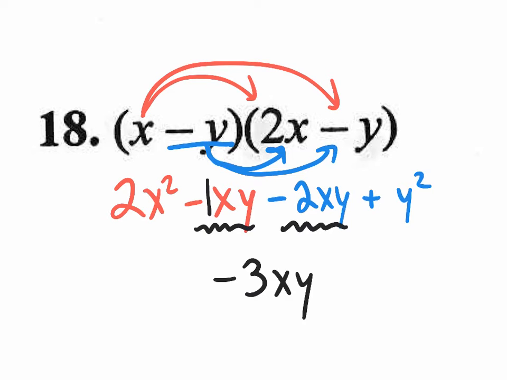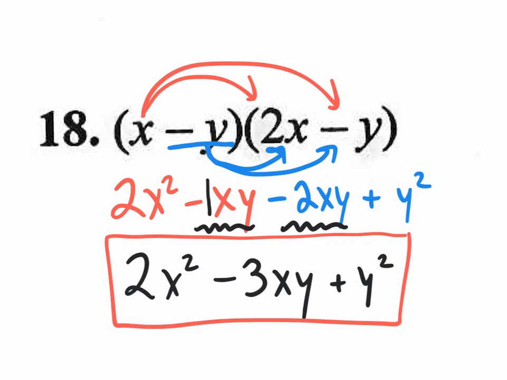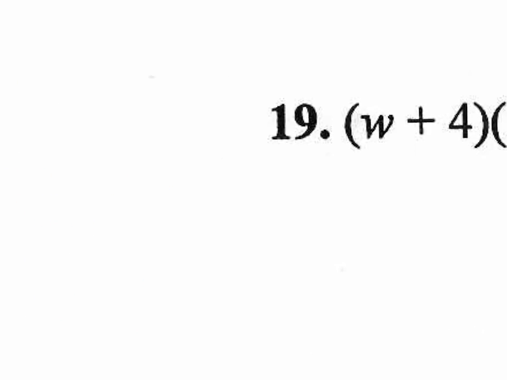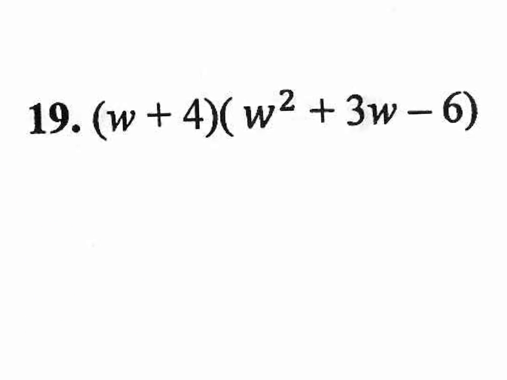Now, what about that first term? Bring it down. 2x squared comes down. Bring down the last term, plus y squared. So it's done the exact same way. Who cares if there's different variables, right? Let's go for number 19. You guys wanted 19. That's a binomial times a trinomial.